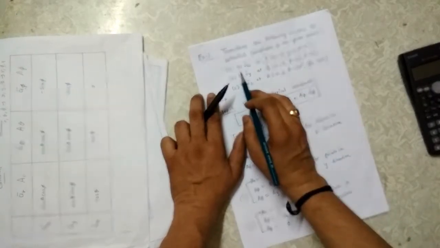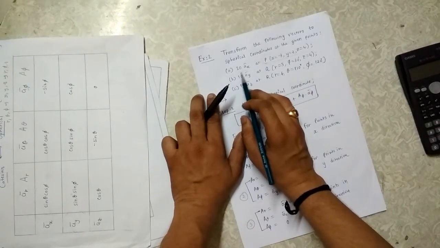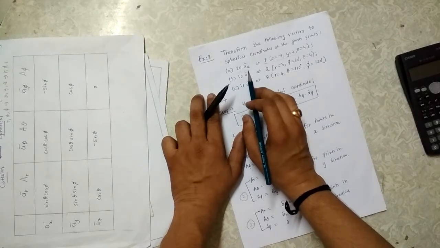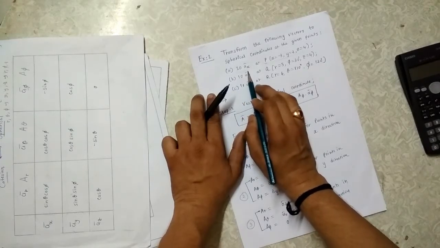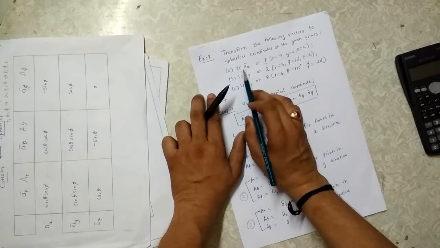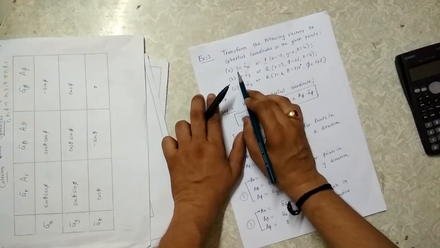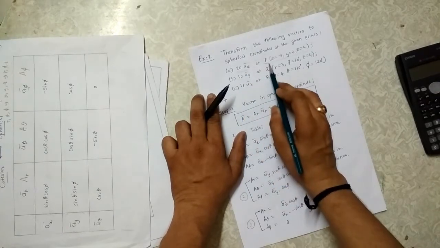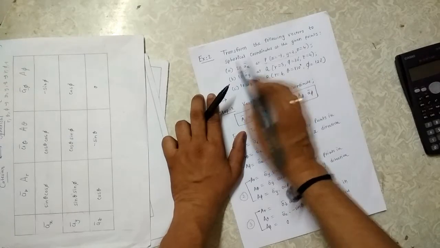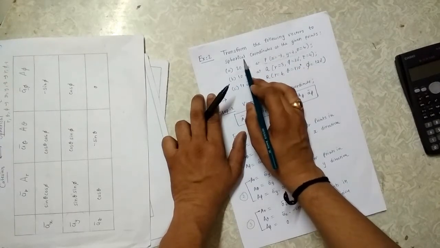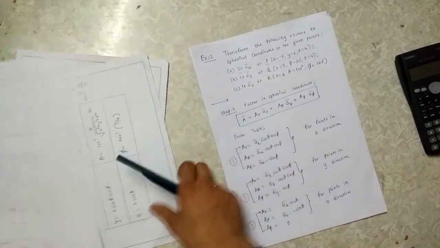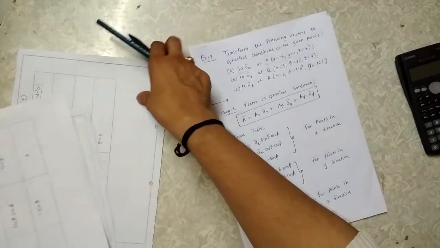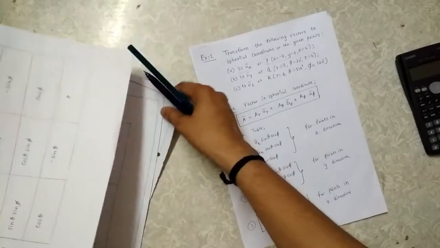And they have already given one vector, 10 ax. Here 10 is the magnitude and ax is the unit direction. So indirectly this term is one vector and we are supposed to convert this at point P into spherical. So we have to perform a vector product between these 2. How will we calculate this?